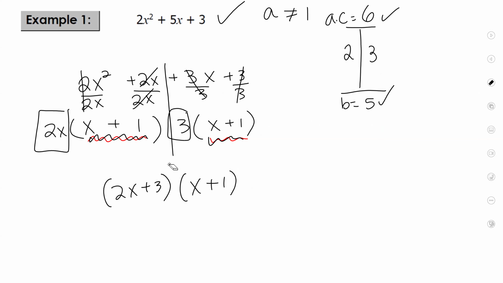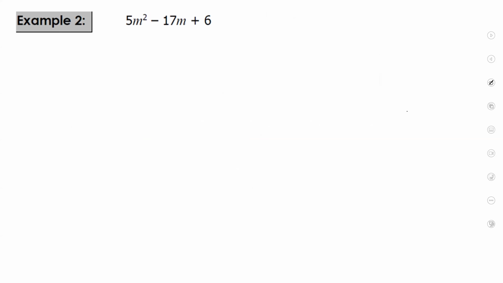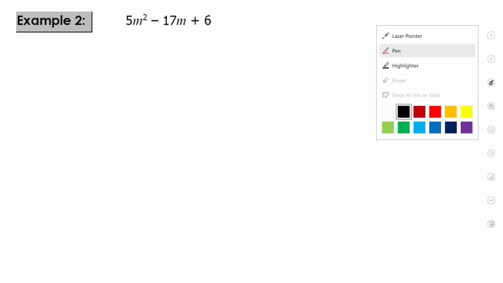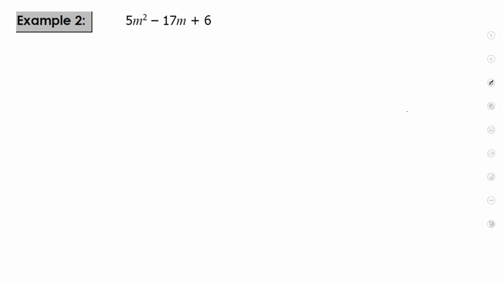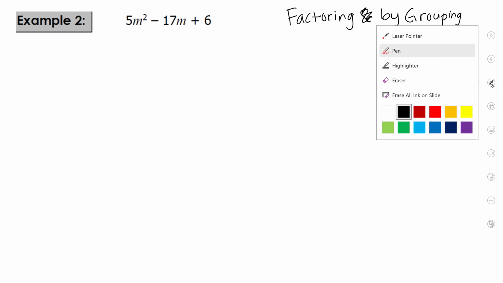All right, let's try another example. Again, I have an A value that is not 1. Can I divide these by something? No. Okay, so I'm going to have to do the same method. This method is called factoring by grouping, by the way. So if you want to do practice at home, you can just type this into Google and many videos will pop up. This is called factoring by grouping.